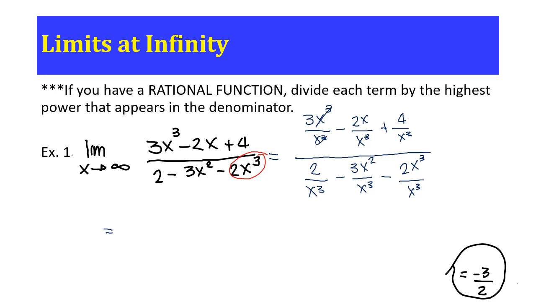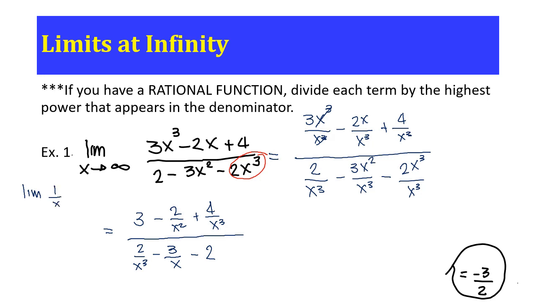This one will be 3. And this one will be 2 over x squared. This one will be plus 4 over x cubed. All over, this one is 2 over x cubed minus 3 over x and then minus 2. Remember, the limit of 1 over x as x approaches infinity is equal to 0.